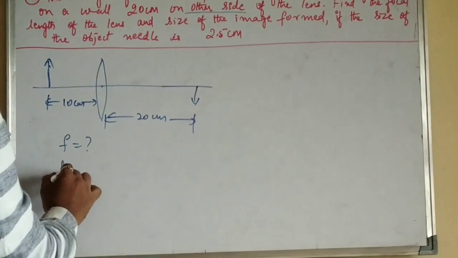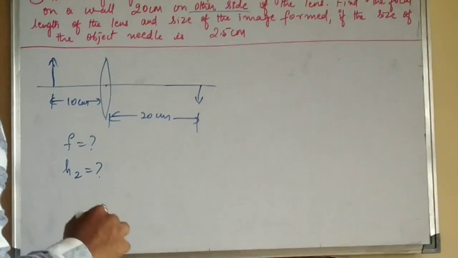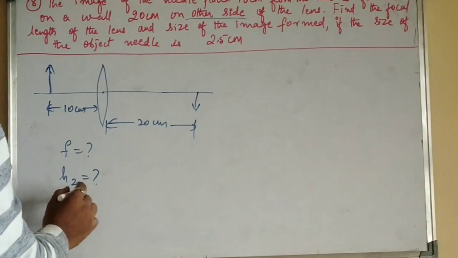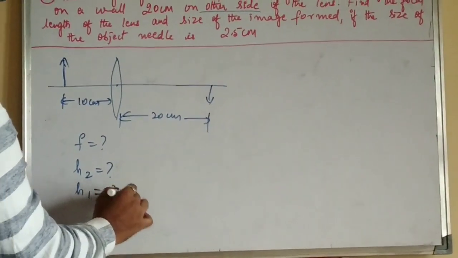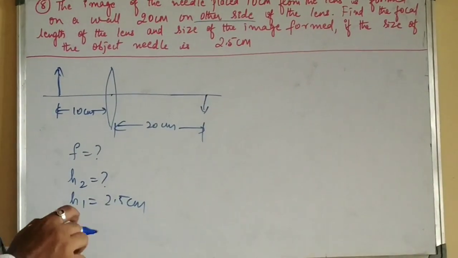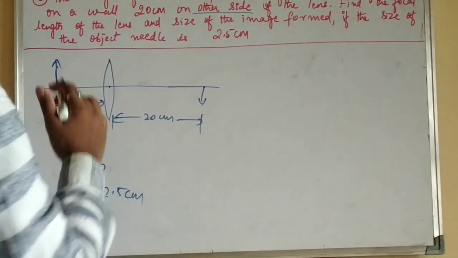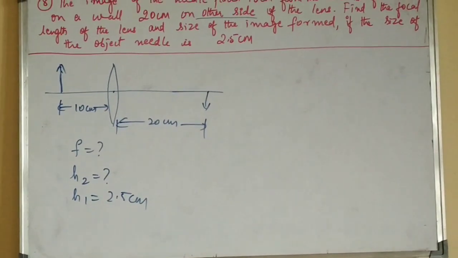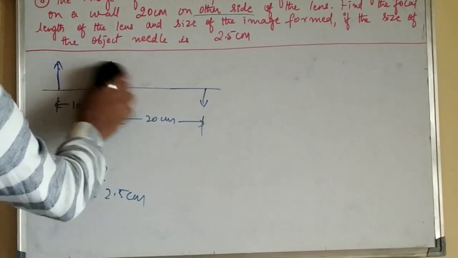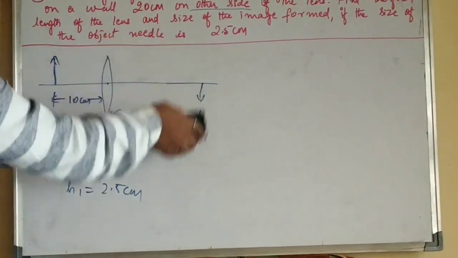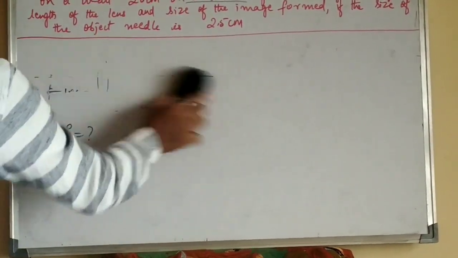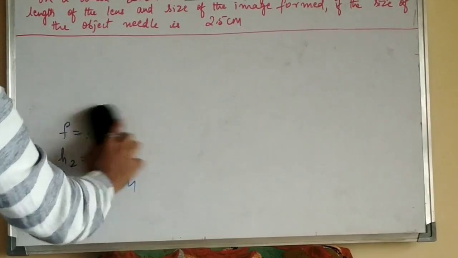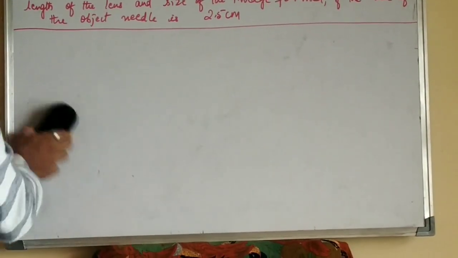Size of the image formed means h2 you have to find out. If the size of the object needle is 2.5 centimeter, means h1 is given how much? 2.5 centimeter. Now we got the analysis of the problem. So this is the analysis of the problem. So I will write the data once again. You can draw this ray diagram if you want roughly towards the right side of your book. Okay, because if you draw roughly the diagram, you will understand the concept well.